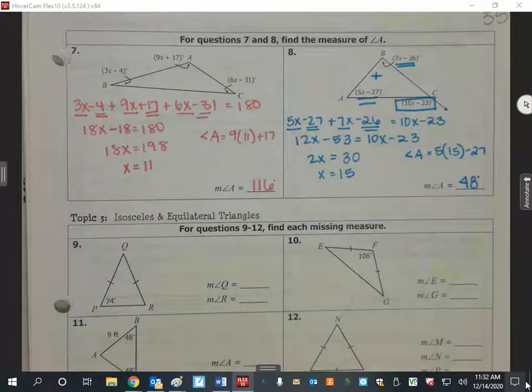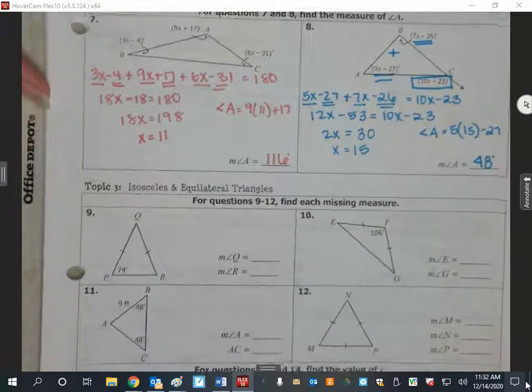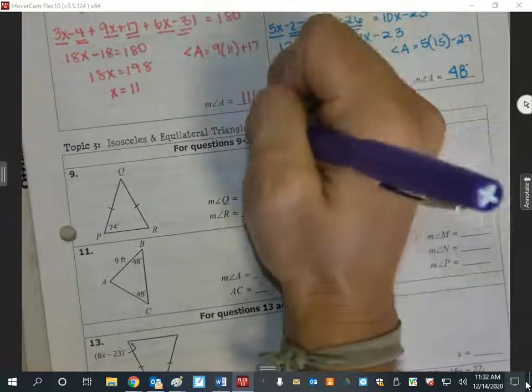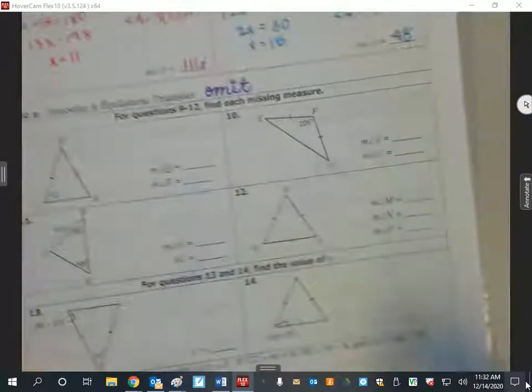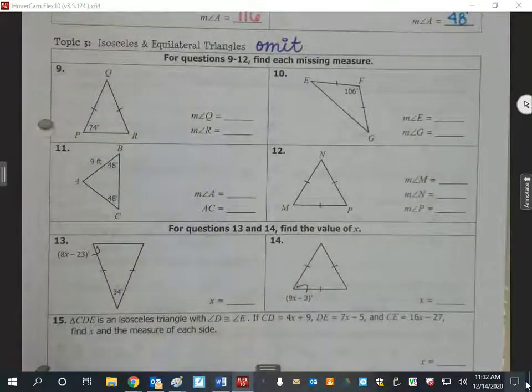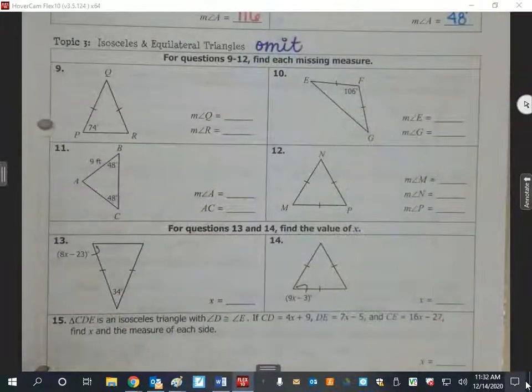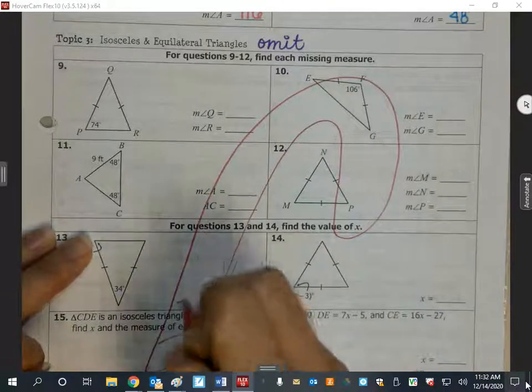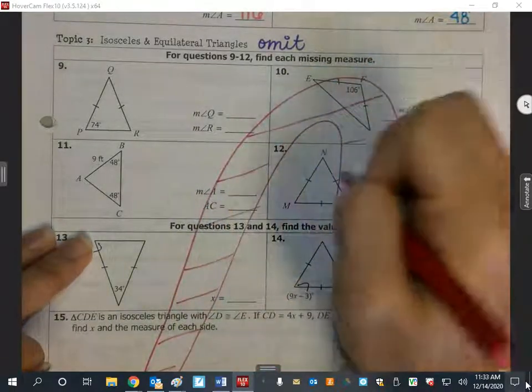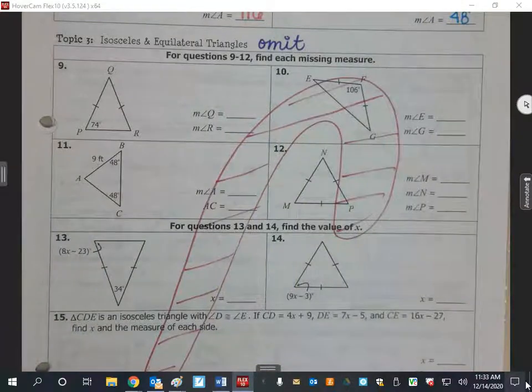Moving along, we have isosceles and equilateral triangles next. And I don't think we did this. No, we are going to omit topic 3. Omit the whole topic. Just draw a big candy cane right there because Christmas. That's a pretty crappy candy cane, but it'll do. There. Omit topic 3.